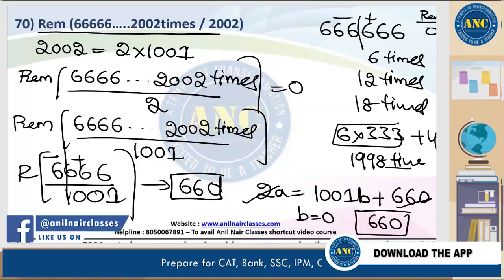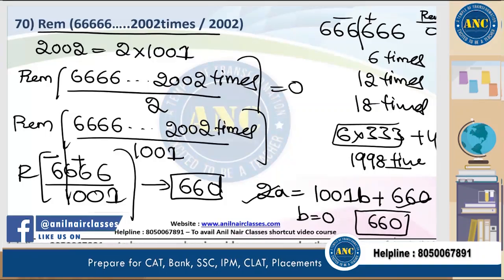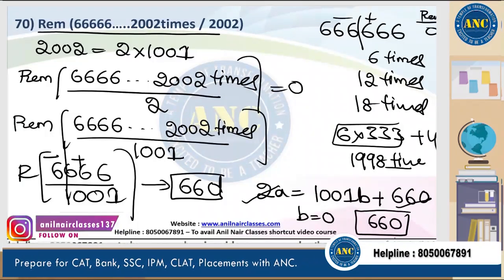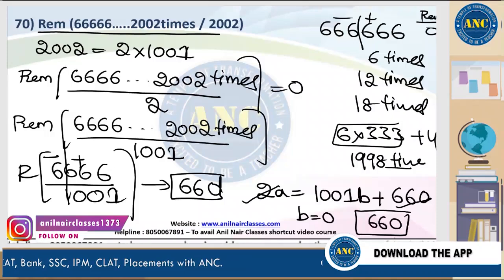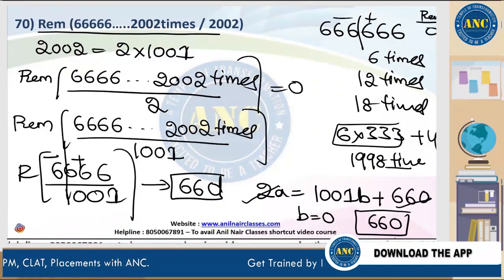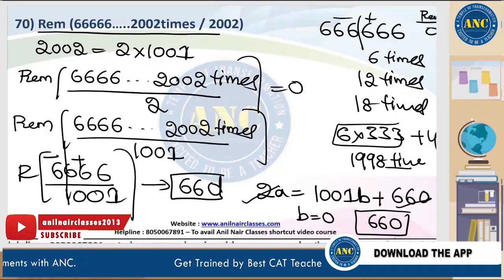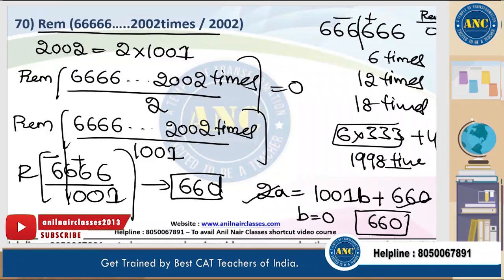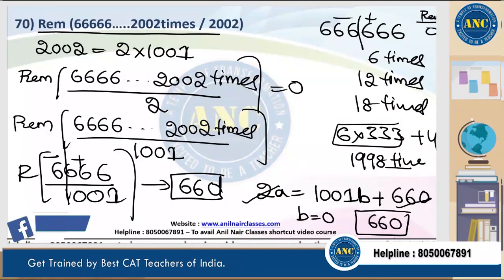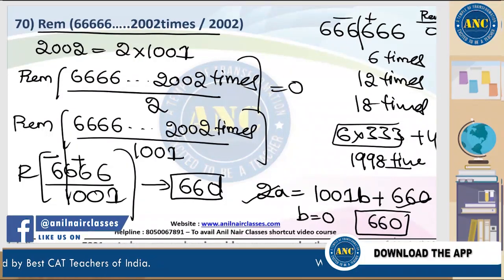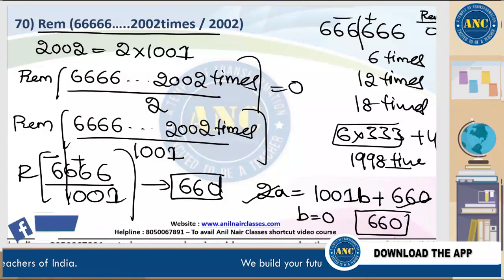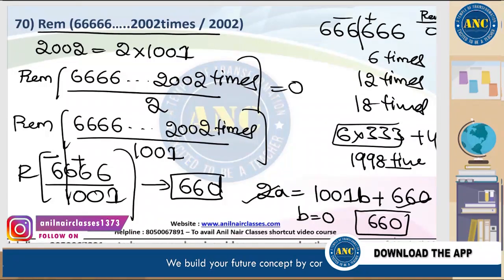Answer is 660. 1001, what is the divisibility rule? Start from the rightmost, take a group of 3 digits, alternatively plus and minus, or any 3-digit number written an even number of times. Any 3-digit number written an even number of times is always divisible by 7, 11, 13 and its multiples. Just analyze this question once.